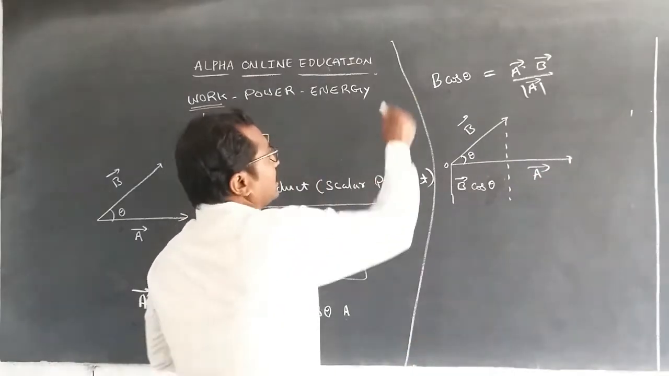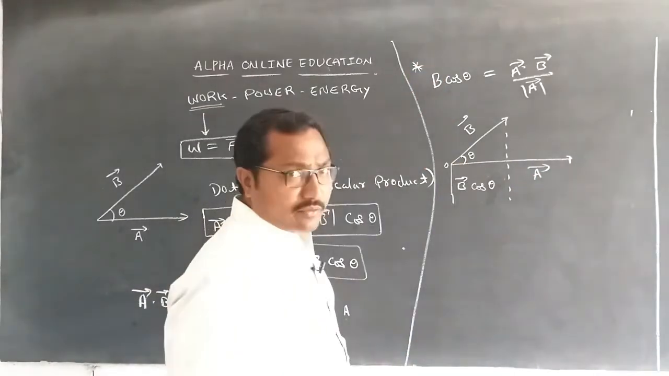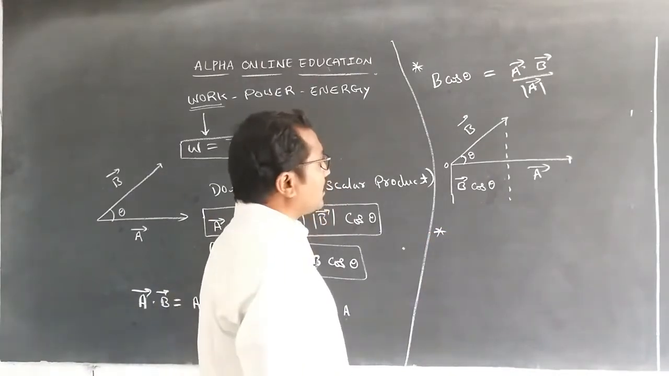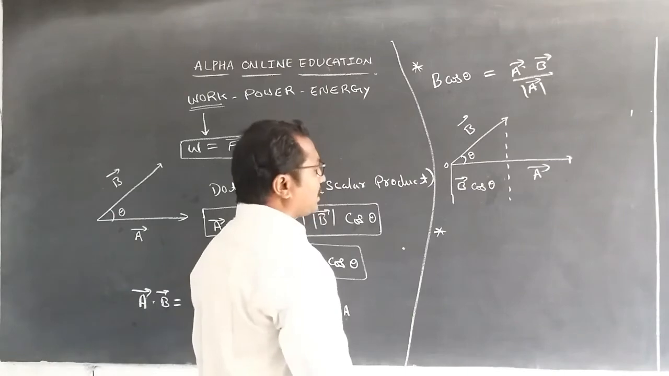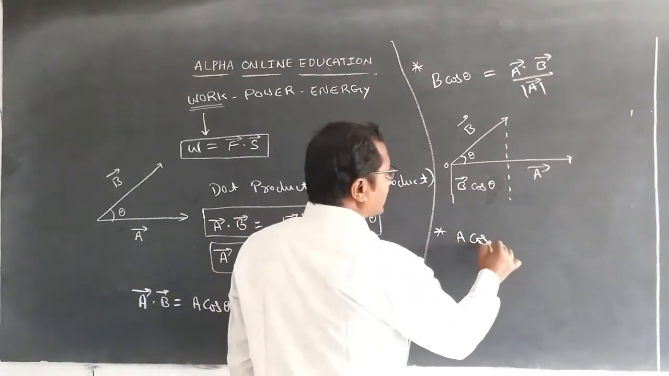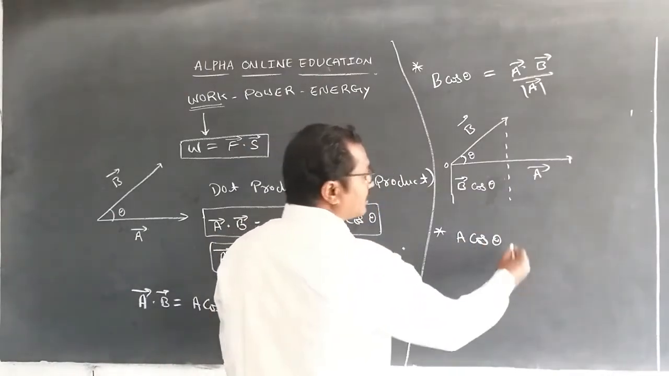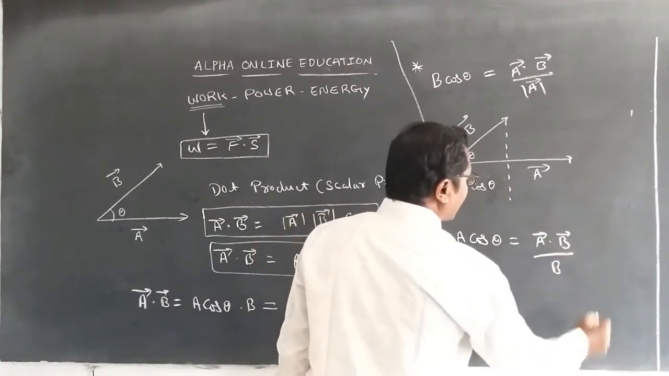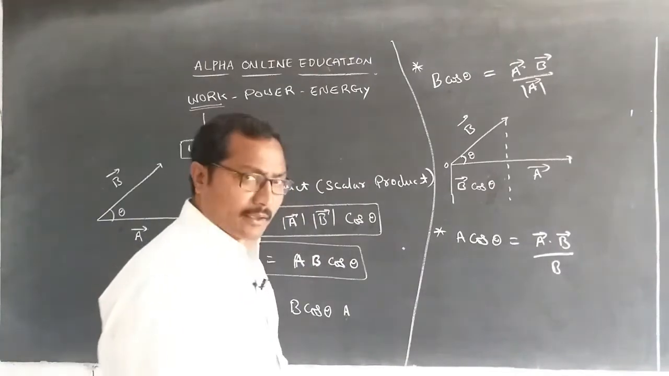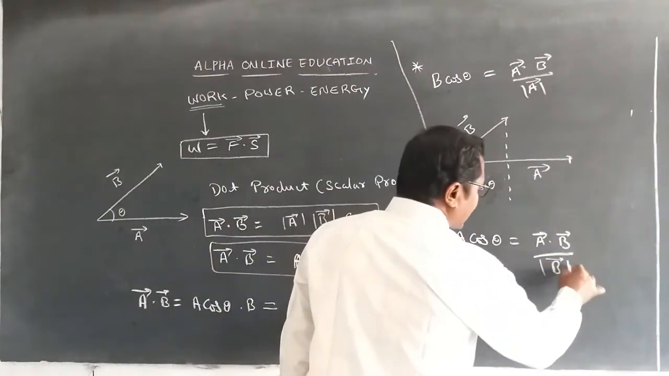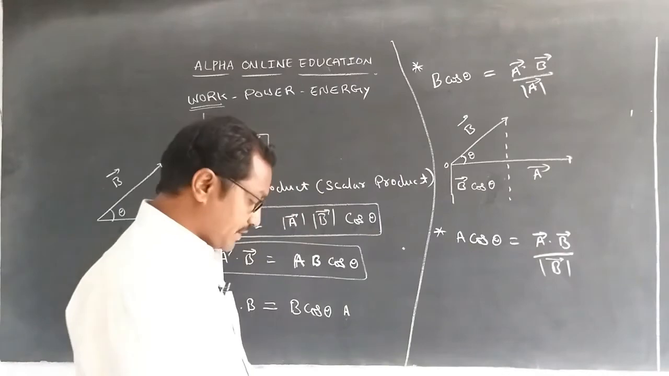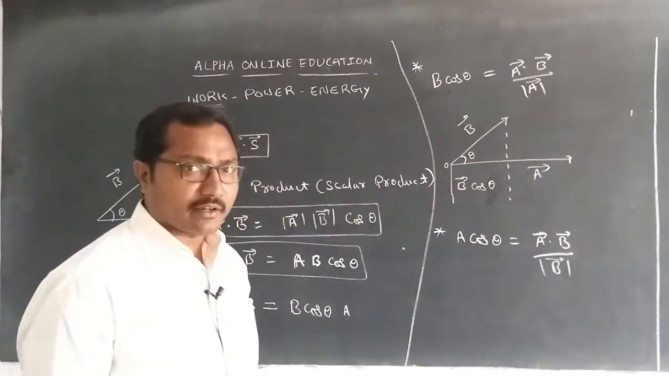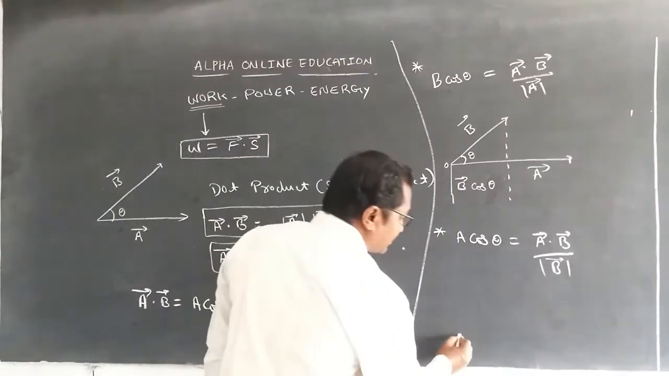Now I am going to talk about the other case, that is the component of A on B, otherwise along B. The value of the component of A, that is A cos theta, is equal to A dot B divided by the magnitude of B. Now, where is the location of A cos theta? I am going to draw that also.